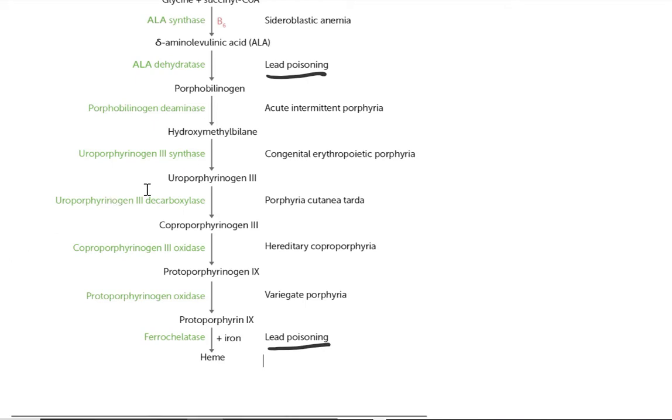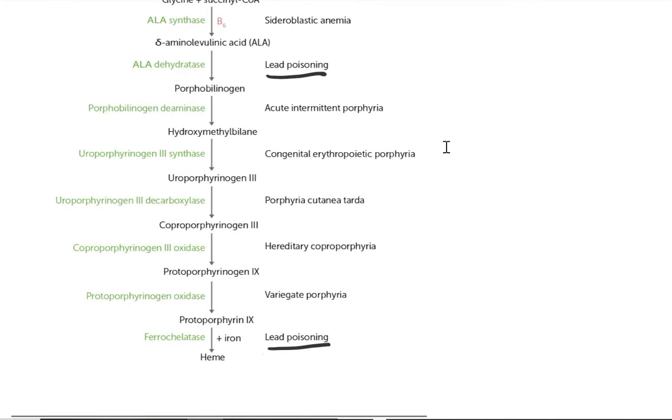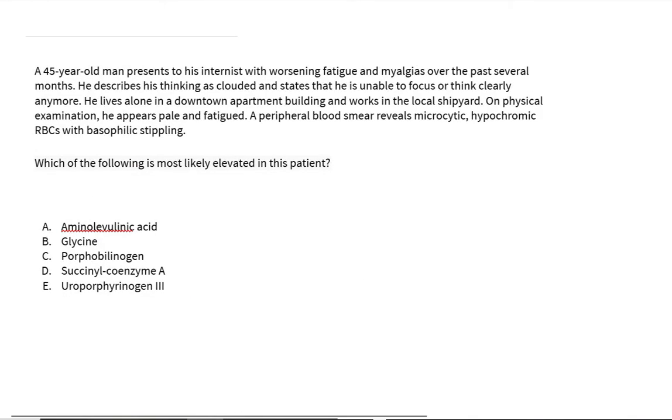There are two enzymes which lead poisoning affects, and while I'm not going to go over this whole pathway with you guys, note that a deficiency or exposure to lead would cause an elevation of either ALA and the molecules before ALA, or protoporphyrin IX and the molecules above protoporphyrin IX. So now that we understand how lead poisoning affects the body, let's go to the question choice.